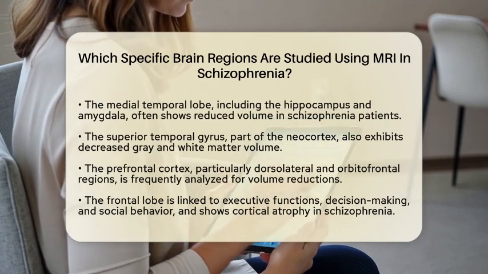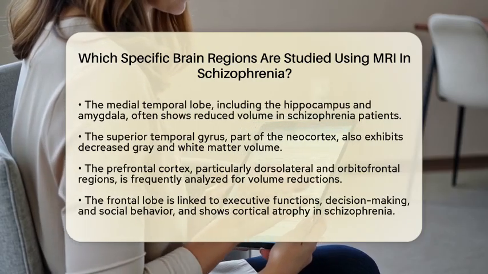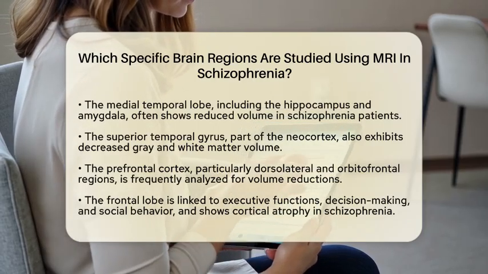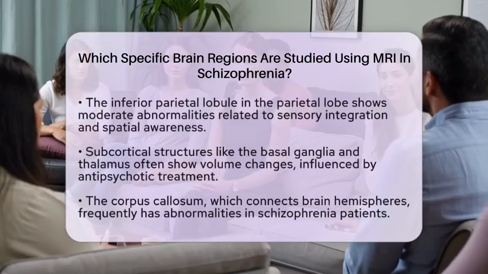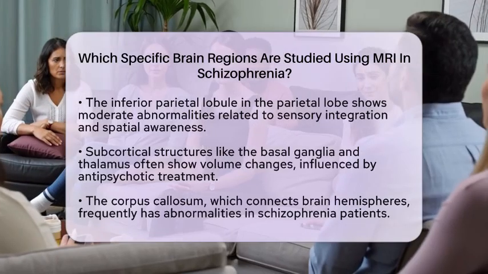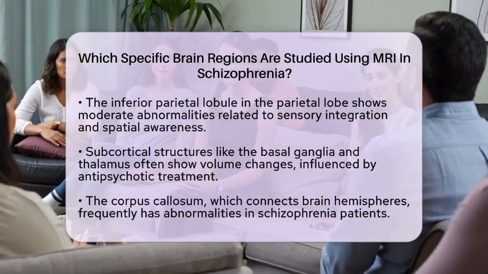The parietal lobe is also studied, specifically the inferior parietal lobule, which includes the supramarginal and angular gyri. These regions are involved in sensory integration and spatial awareness and show moderate abnormalities in individuals with schizophrenia.